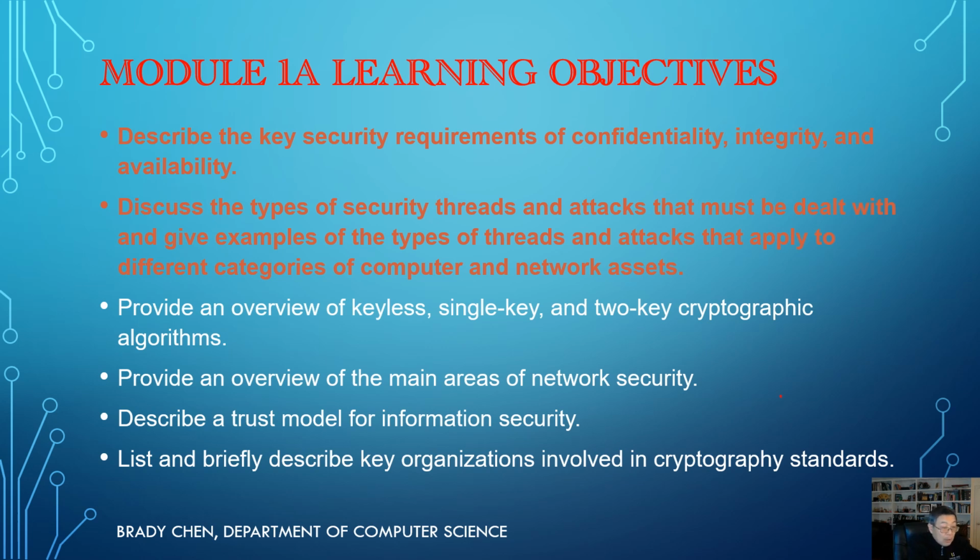In Module 1A, we're going to cover two learning objectives. The first one, we're going to describe the key security requirements of confidentiality, integrity, and availability. These three requirements are known as the CIA triad. We're going to talk about this in 1A.